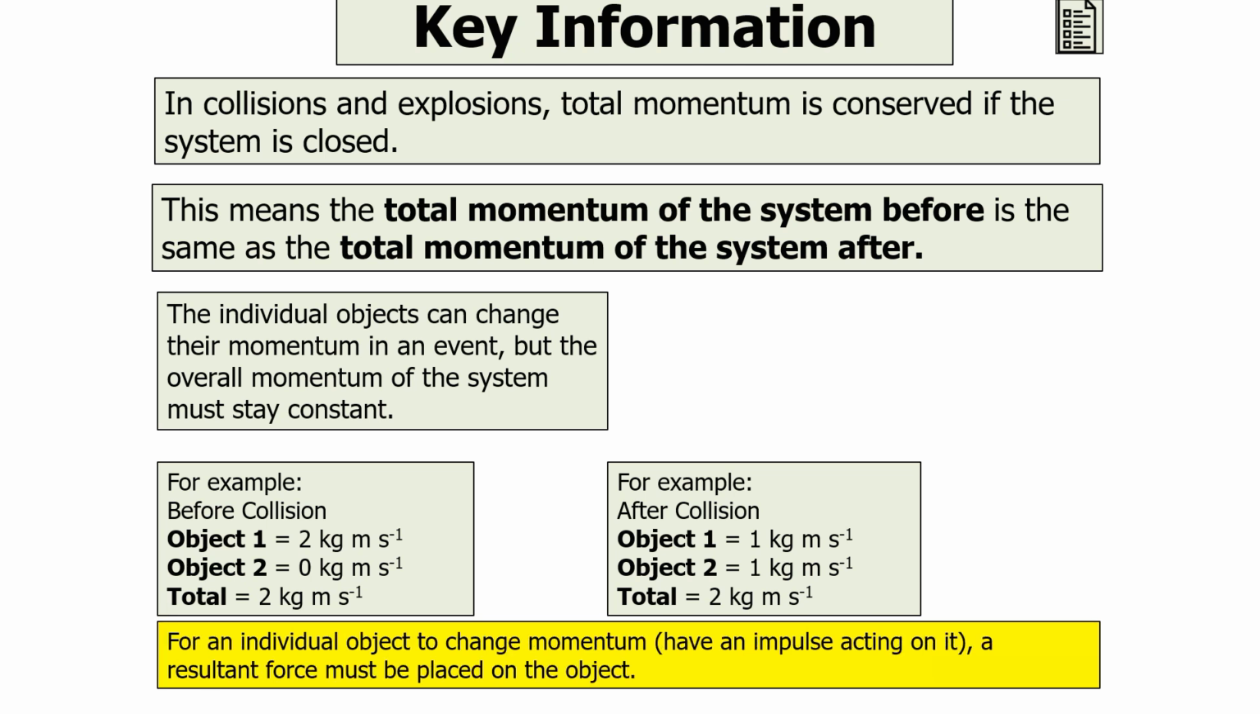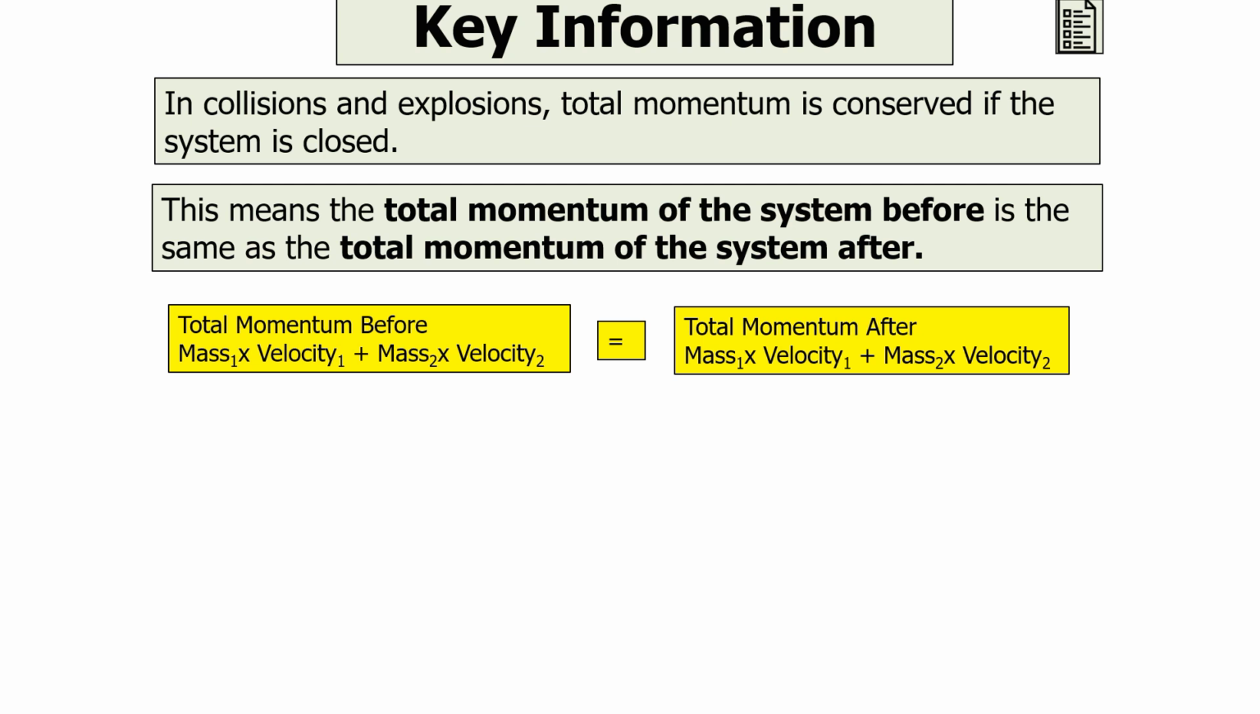Now, for an individual object to change momentum and have an impulse acting on it, a resultant force must be placed on the object. We can say that the total momentum before, which is mass 1 times velocity 1 plus mass 2 times velocity 2, must equal the total momentum afterwards, where it is mass 1 times velocity 1 plus mass 2 times velocity 2.